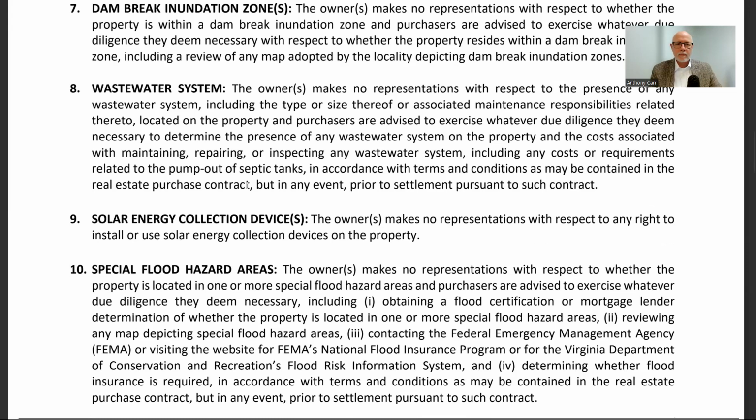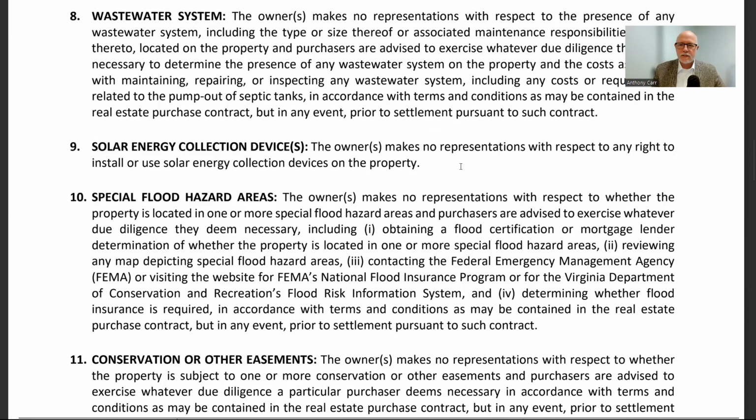Wastewater system. And so they're just saying, check it out. Is there a wastewater system? You would think that if you're in a subdivision that this would never be an issue. But I remember a case I had at one point where the buyers moved into the subdivision property, and they were having issues flushing the toilet. And when the plumber got there, he says, you know, you're on a septic, right? Quarter acre lot inside of a subdivision. It was one of the older properties that was not pulled into the public sewer. So there's no representation on wastewater.